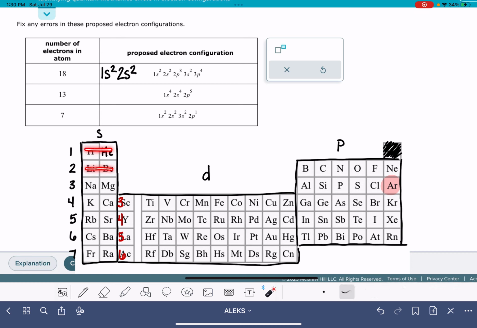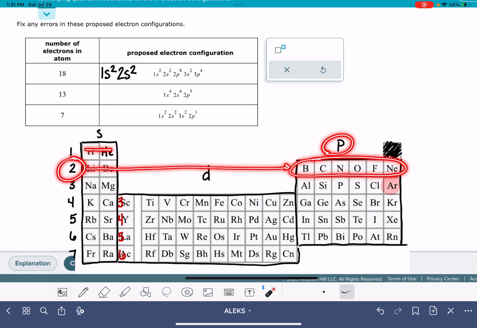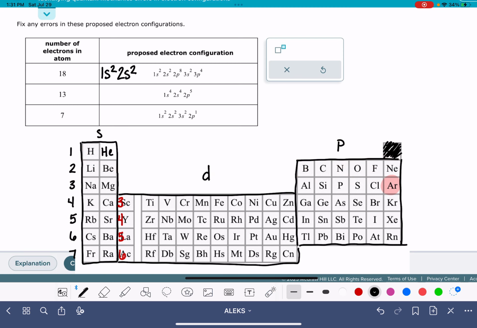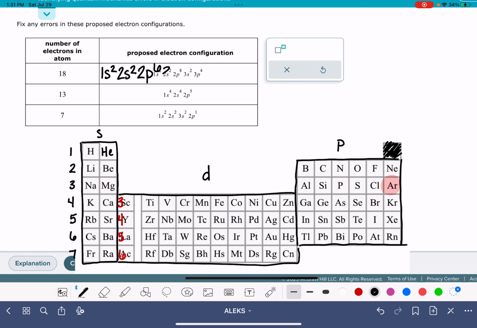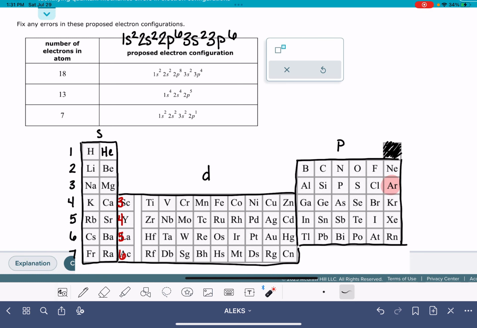And then from there, we are going to go to this area, which corresponds to the 2p, and that's 1, 2, 3, 4, 5, 6, 2p6. Next, we're going to go to the 3s, 3s2. And then over here, we're going to be in the 3p's, and that's going to be 1, 2, 3, 4, 5, 6. So 3s2, 3p6. This is the correct electron configuration for argon with 18 electrons. And it looks like there's a couple of things that need to be fixed.